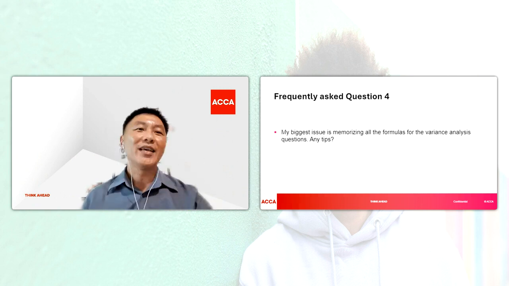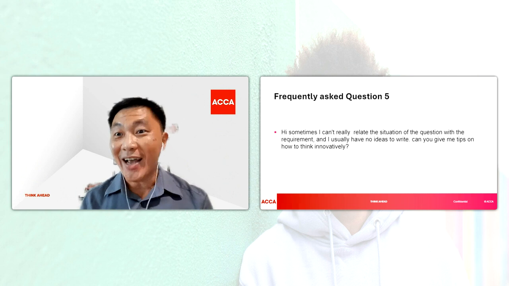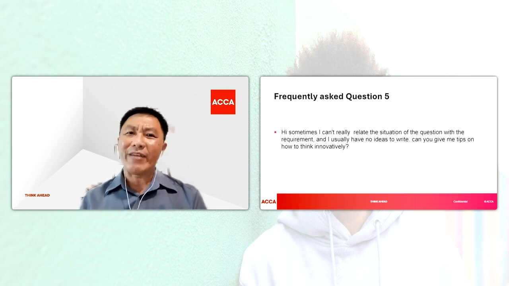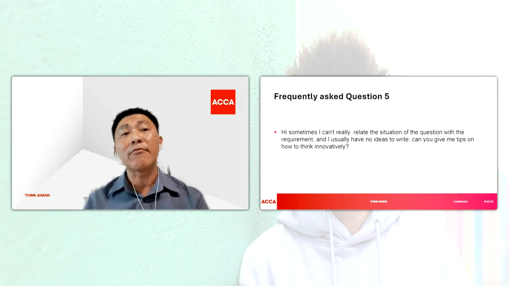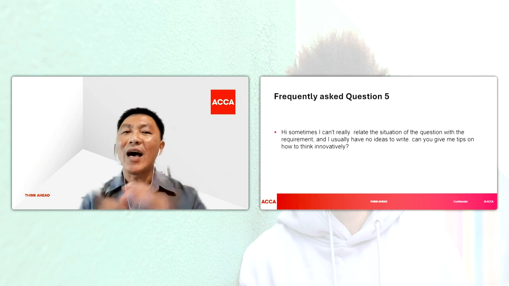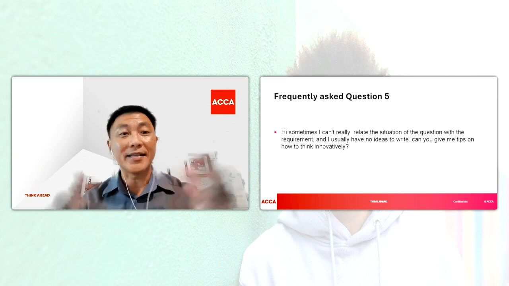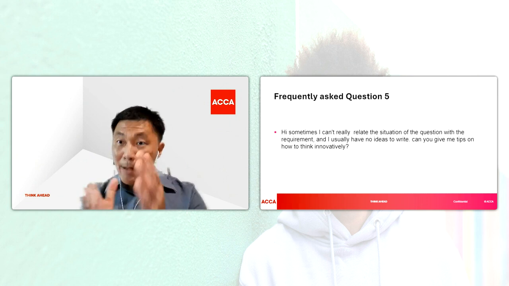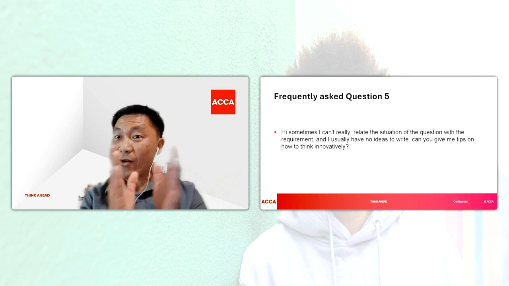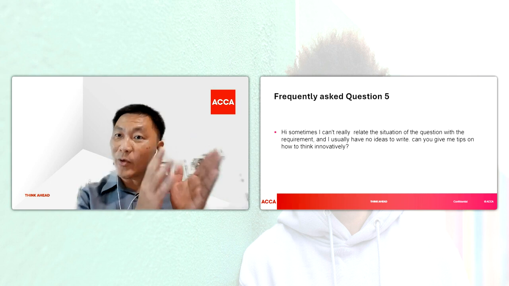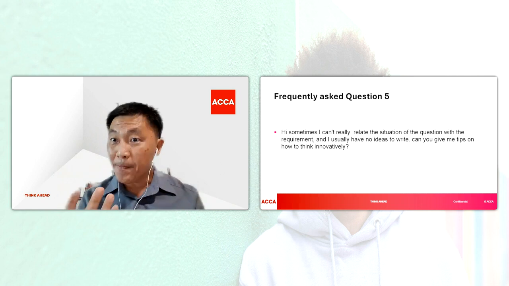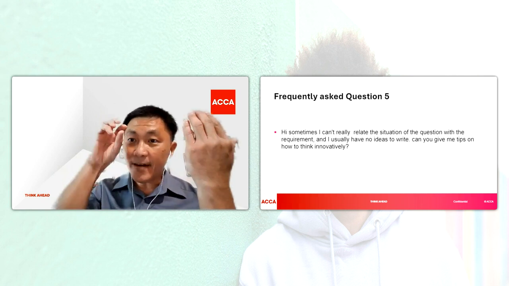Well, here comes the last FAQ before I take on the live questions. Now, sometimes I can't really relate the situations of the questions to the requirement. I really have no idea what to write. So what are the tips and advice that you could give to us? Remember how I talked about how we deal with the narrative questions, where the question is asking you to comment on the performances? I say, first understand the verb.